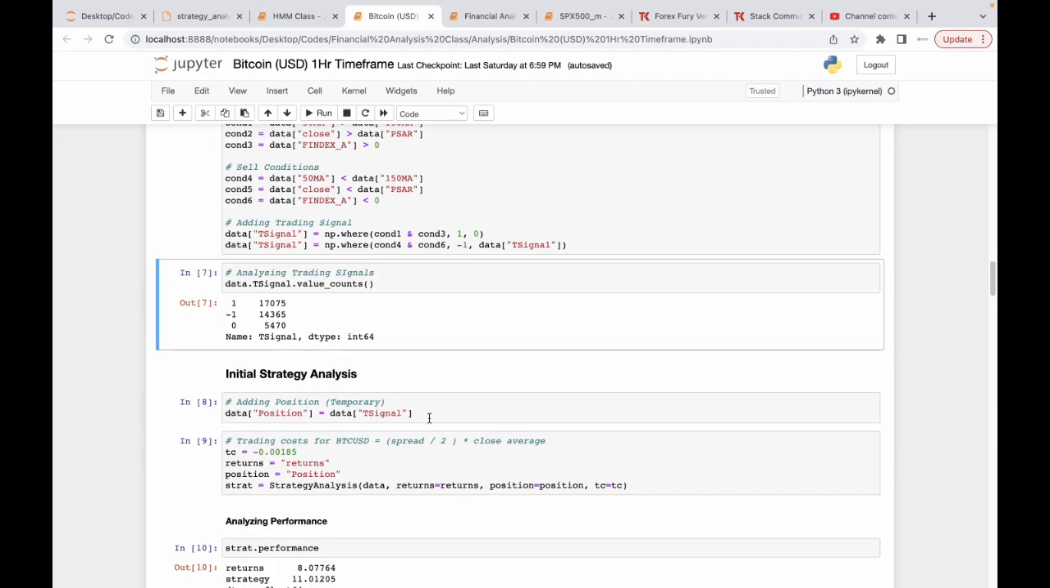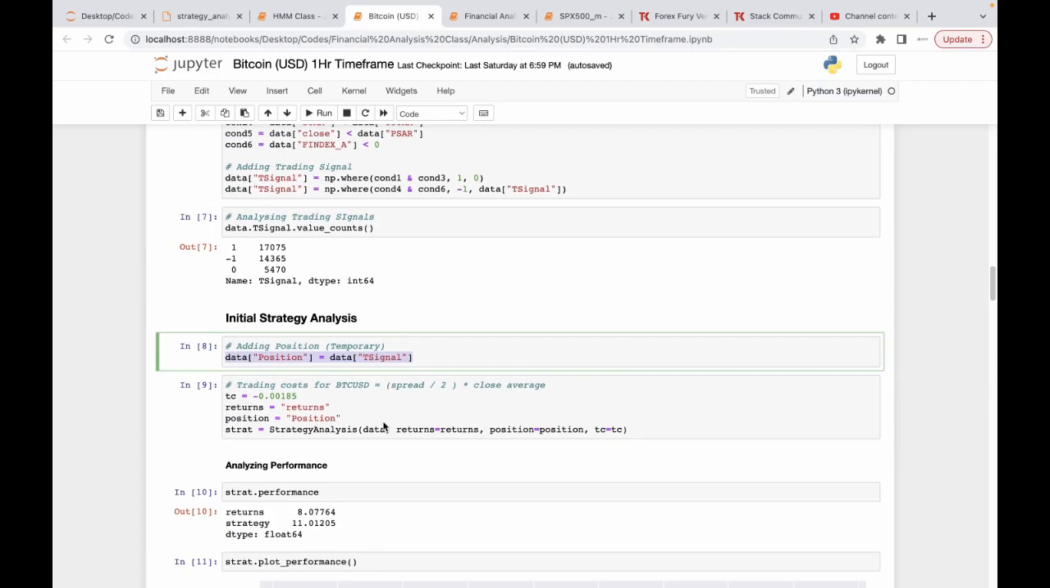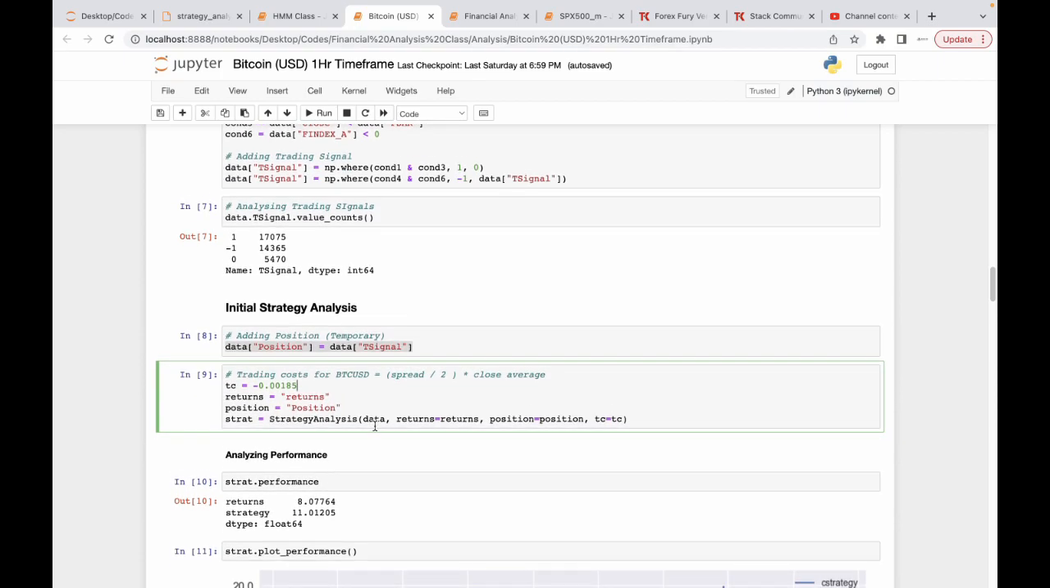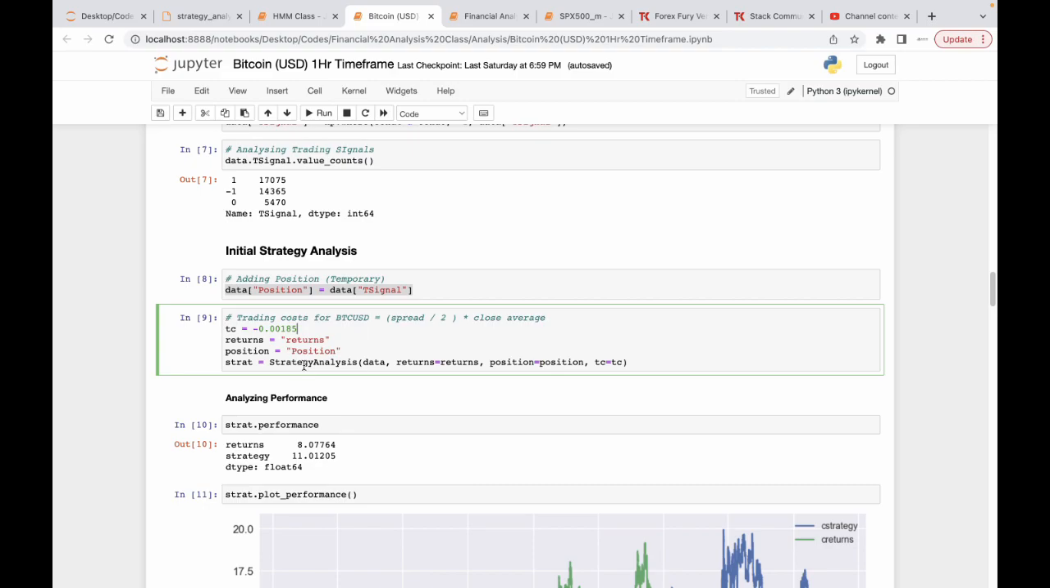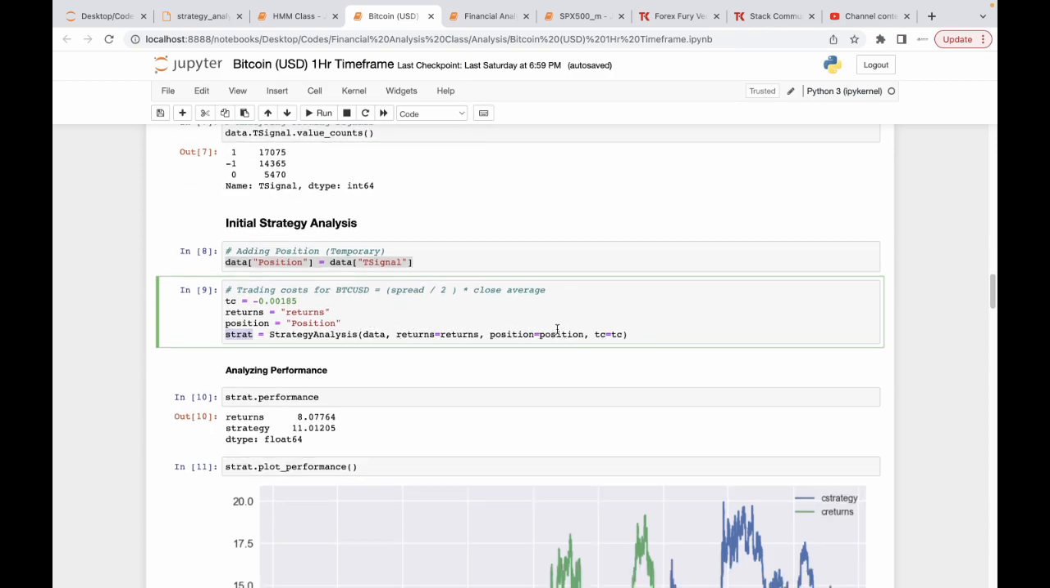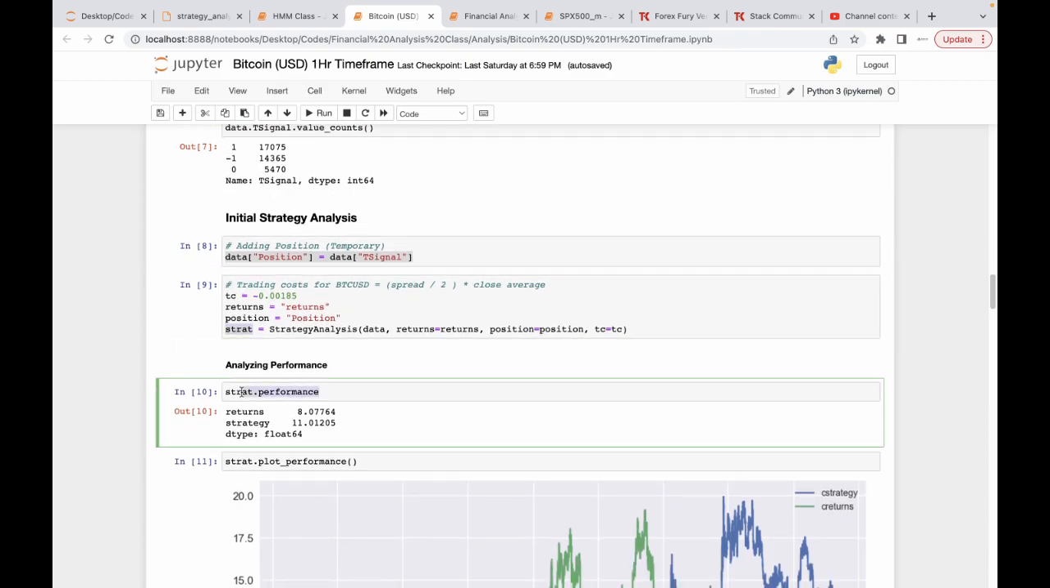Okay, so we added our position here, and then we added our trading cost for BTC USD. The trading cost is calculated by getting the spread divided by 2 divided by the mean close. Okay, the mean of the close price. Okay, so you can now see where we imported our strategy class here and created a strategy object here. Okay, so you can see we added up the values and we were able to get our performance.